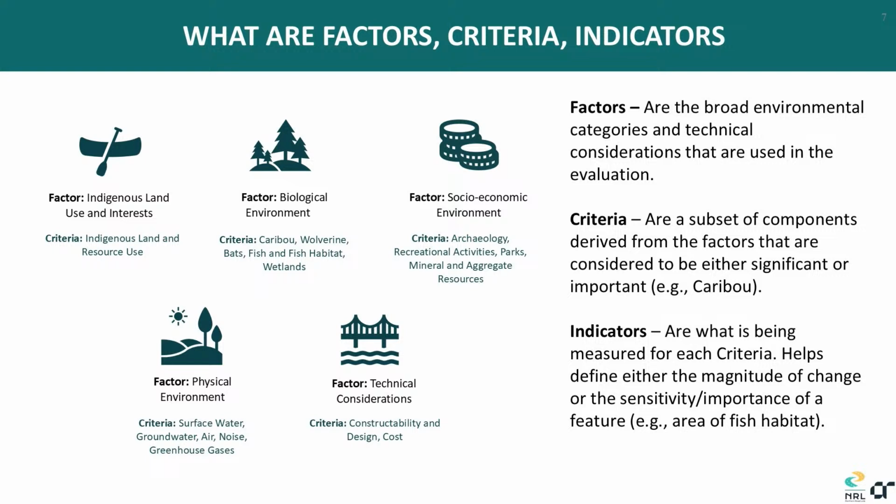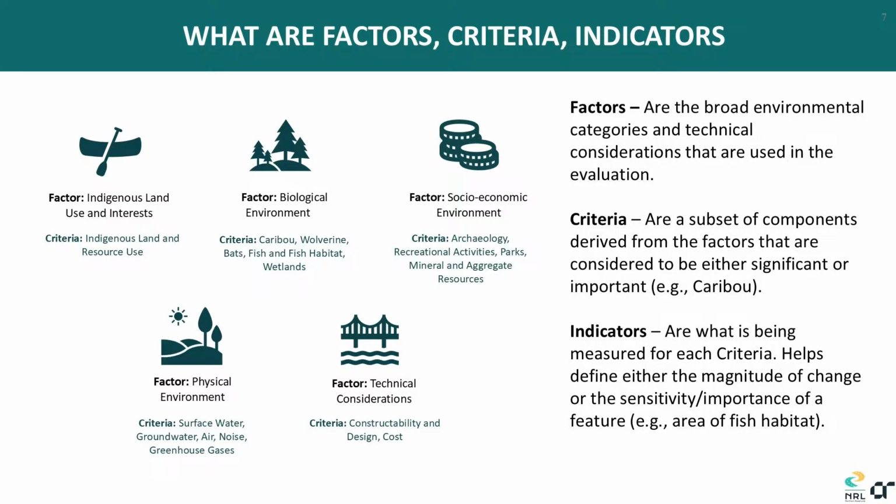So the next question you might have is, what are indicators? Well, indicators are what is being measured and how. For example, indicators for fish and fish habitat would be maybe the area of fish habitat that's affected by the potential road corridor.